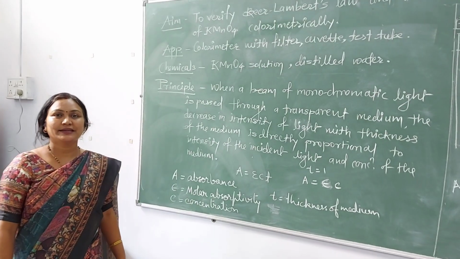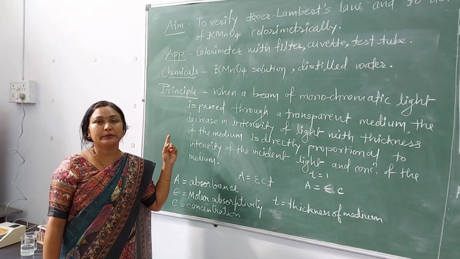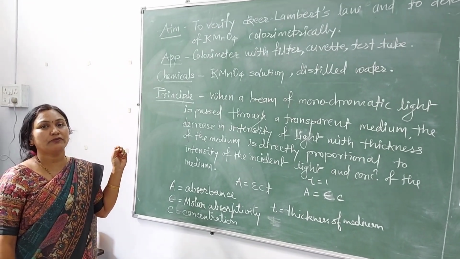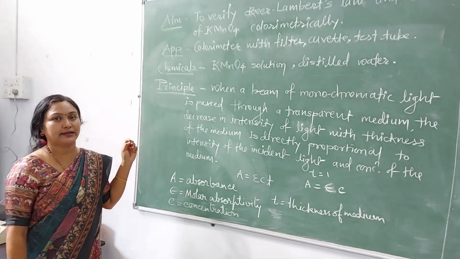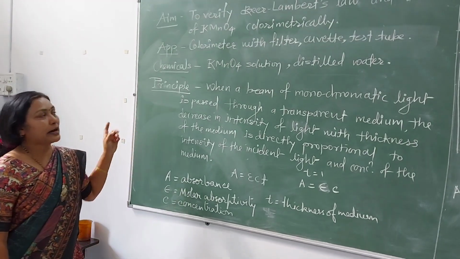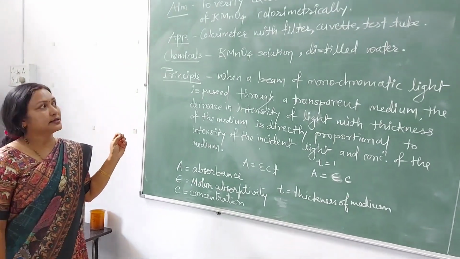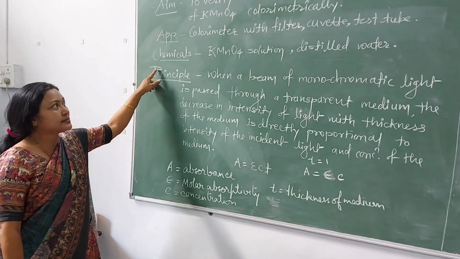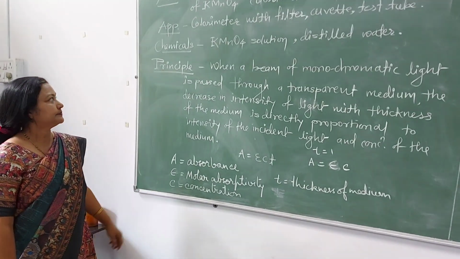Hello students, our today's experiment is to verify Lambert-Beer's law and to determine the concentration of unknown KMnO4 solution colorimetrically. For this, the apparatus required are colorimeter with filters, cuvette, test tubes, etc. and the chemicals required are KMnO4 solution and distilled water.